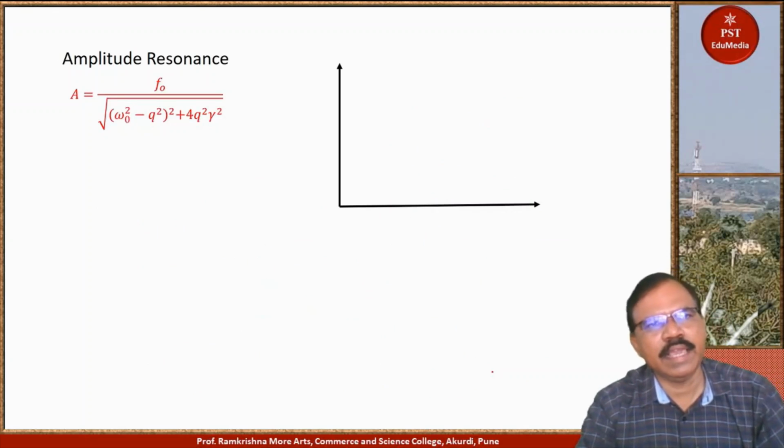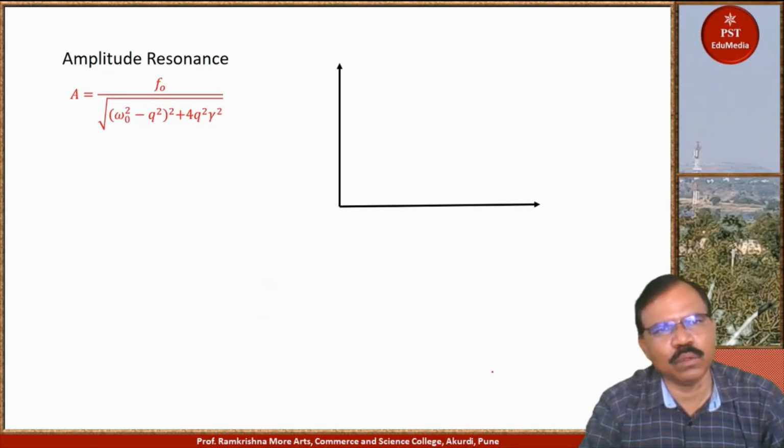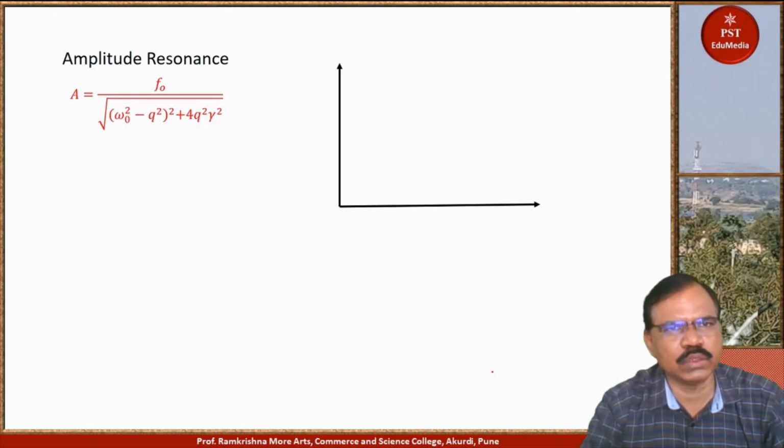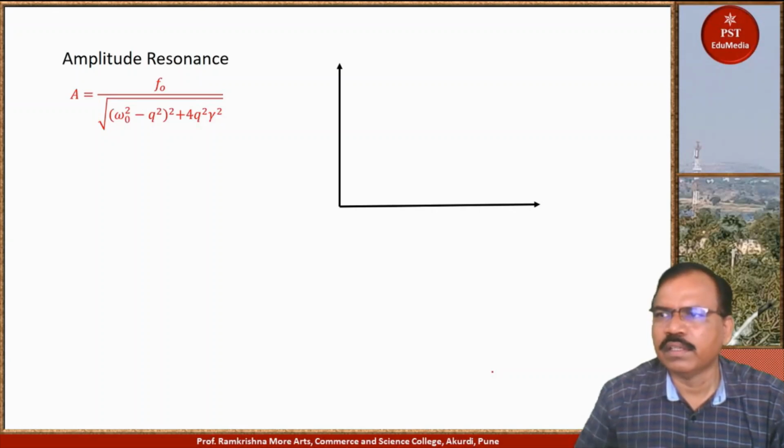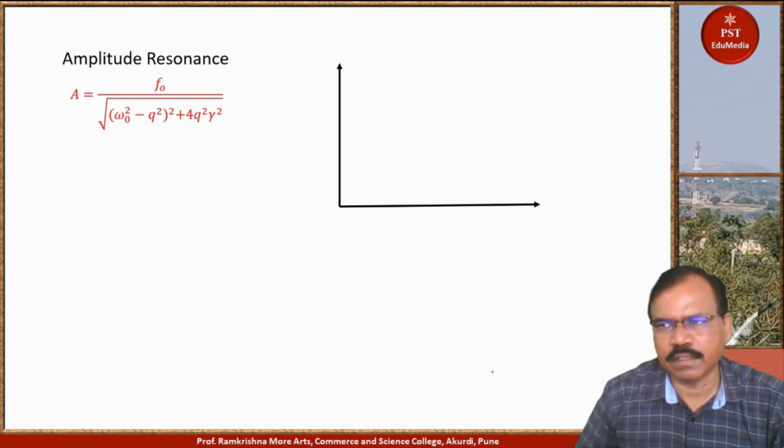Now here A is equal to F0 upon square root of [omega 0 square minus q square] whole square plus 4q square gamma square. So this is the case. Now amplitude will be more when the denominator is less.